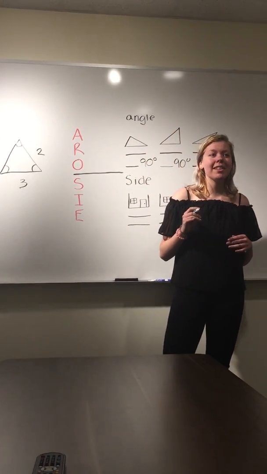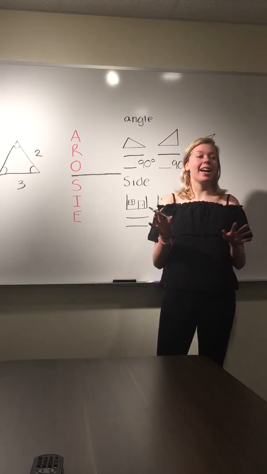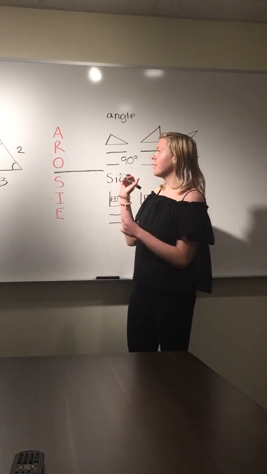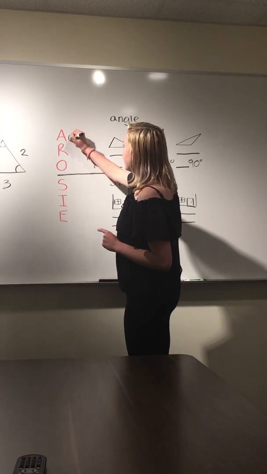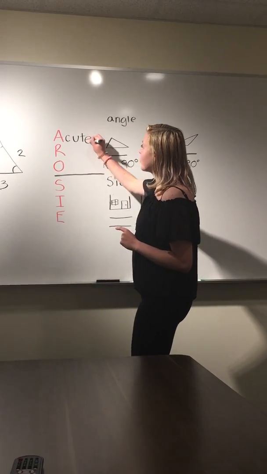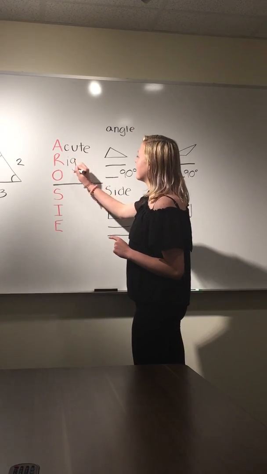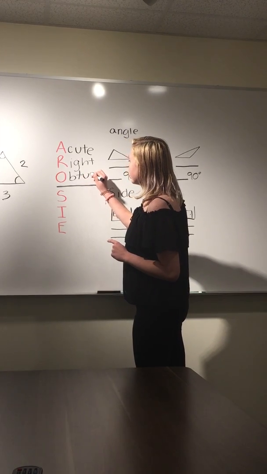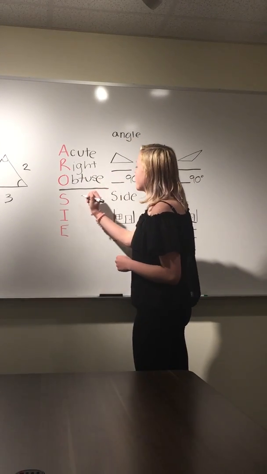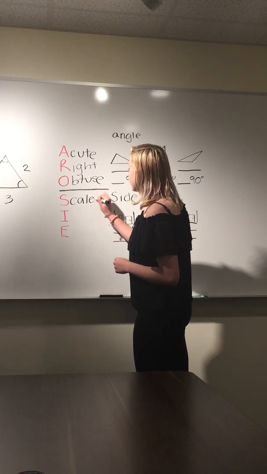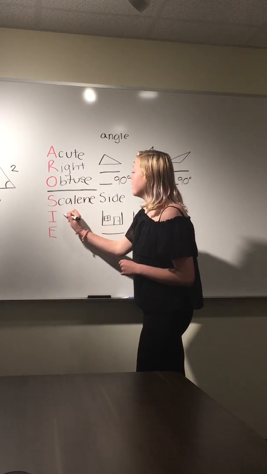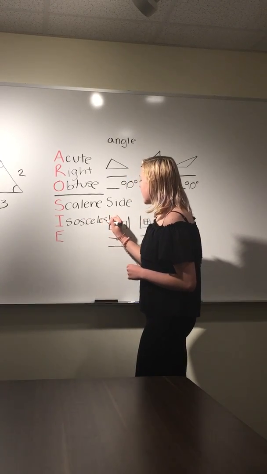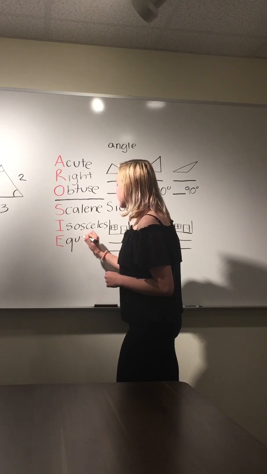And a good way to remember this is by AROSIE. I know, a little weird, but everyone take out your worksheets and write this with me. So A stands for acute, R is for right, O is for obtuse, S is for scalene, I is for isosceles, and E is for equilateral.